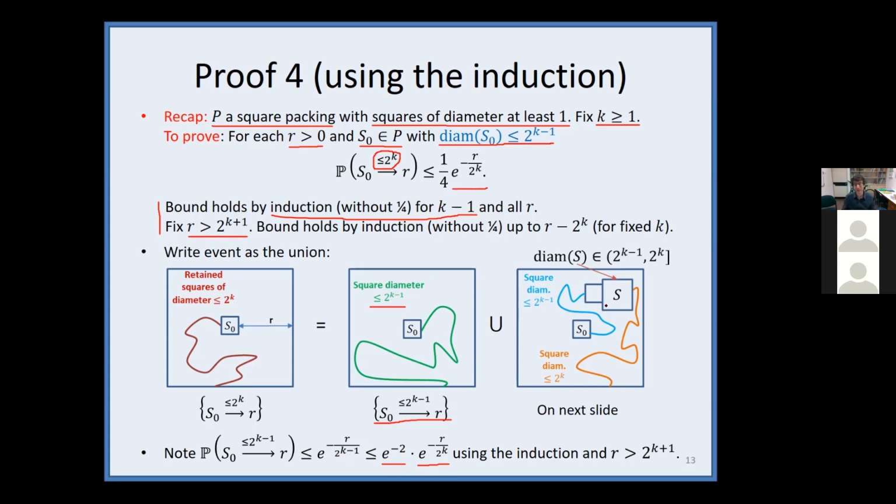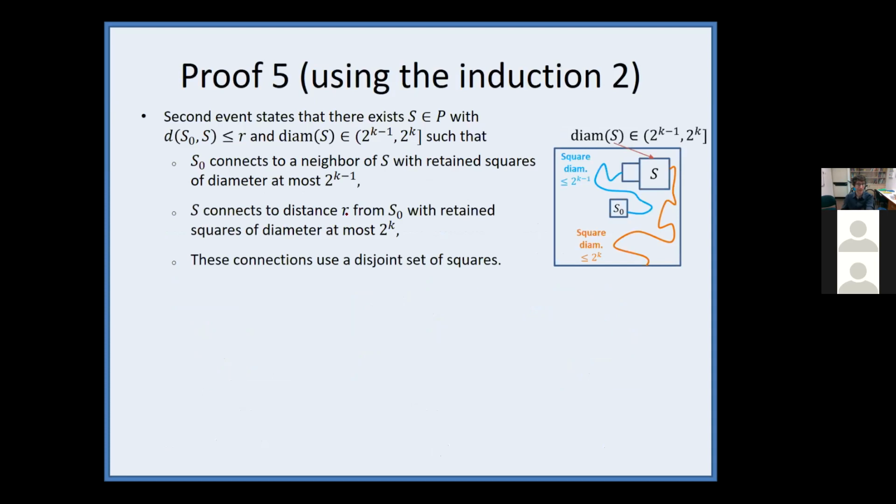And what remains to be done is to bound the probability of the second event. And this is what we will do now on the next slide. Okay, so I need to bound the chance to go from S0 to a neighbor of S, and from S to distance R, the first path using only squares of diameter at most 2 to the k minus 1, and the second squares of diameter at most 2 to the k. And I will need to go over all possibilities for S. So let us see this here.